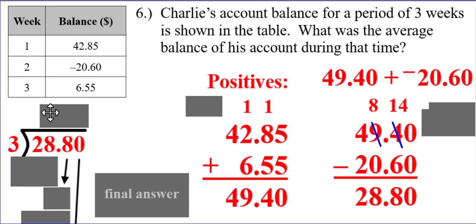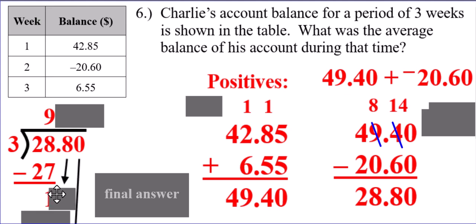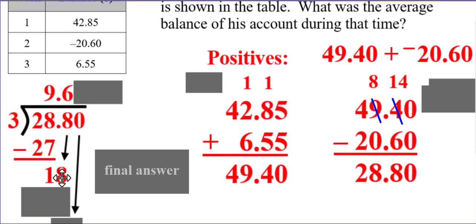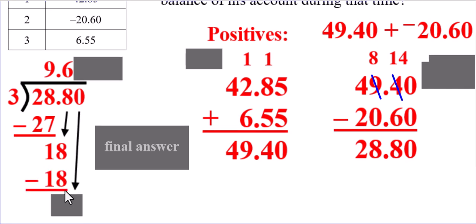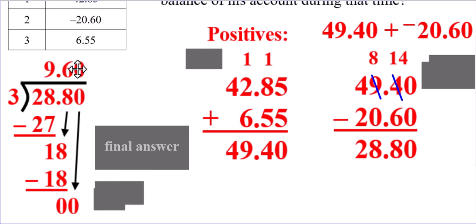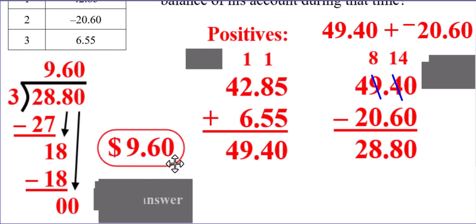How many 3s fit into 28? 9 of them, because 9 times 3 is 27. Subtract, you will get 1. Bring down the 8. How many 3s go into 18? 6 of them. Now notice the decimal point is lined up. 6 times 3 is 18. Subtract, you get a nice remainder of 0. But there's still another 0 here. How many 3s go into that 0? 0 times. Do not miss that because our final answer should be dollars and cents. $9.60.